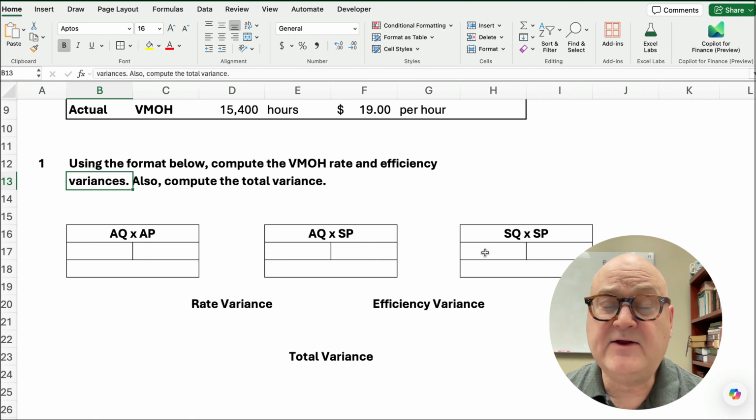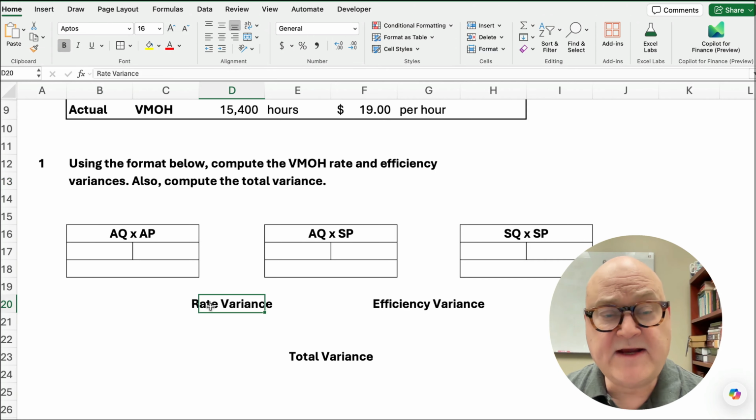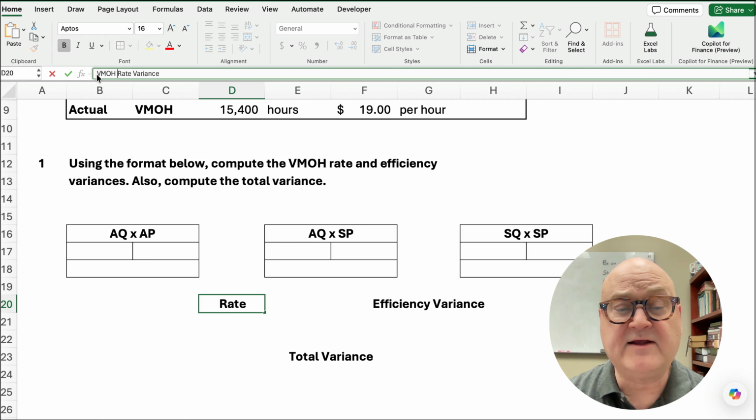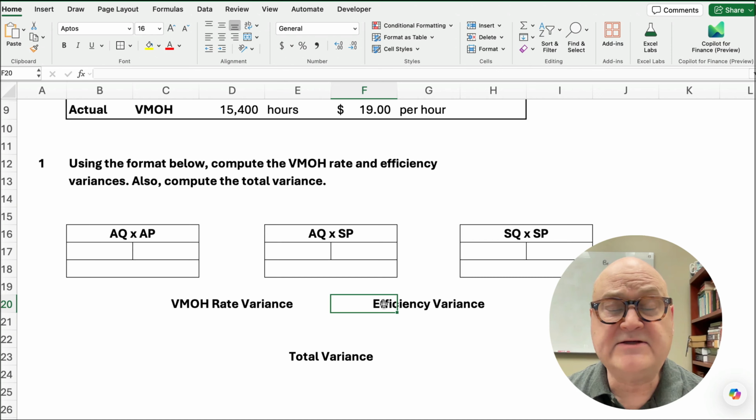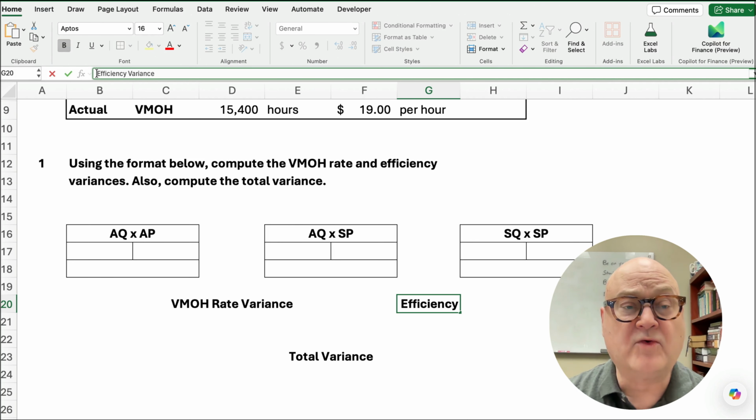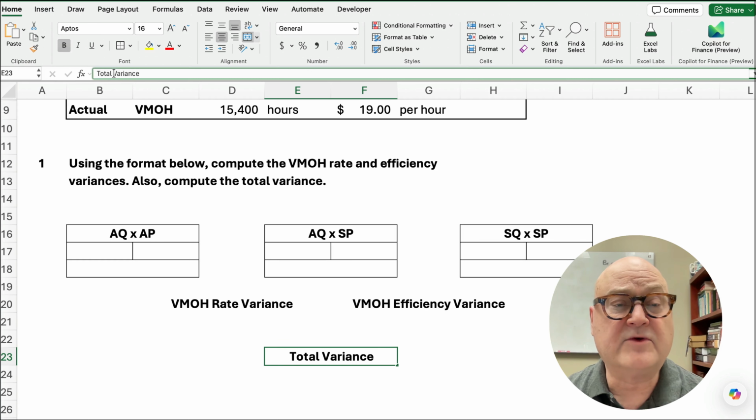And we'll do the same thing here and do standard quantity times standard price. And you see the standard price is the same, but the actual quantity and standard quantity is going to cause a quantity variance of hours, which we typically call the efficiency variance. So this is the variable MOH rate variance. So we can actually change that to variable MOH rate variance and the variable MOH efficiency variance. And then we can have a total variable MOH variance. And so that's what we're doing here on this problem.